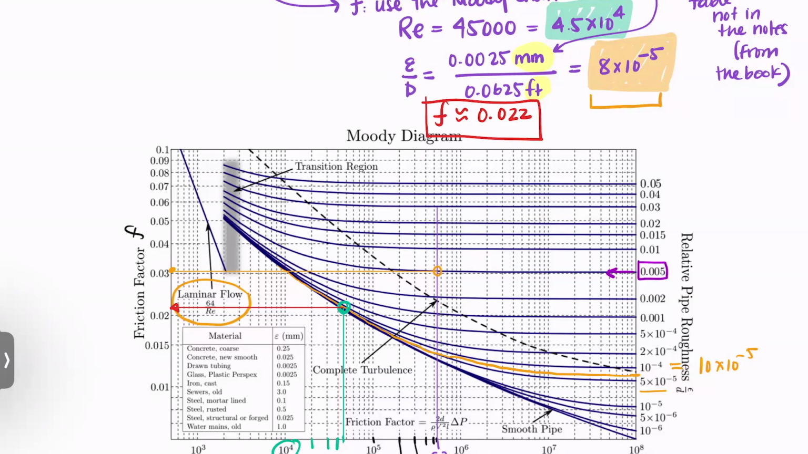Are there questions on how I did any of these calculations or reading of the chart?